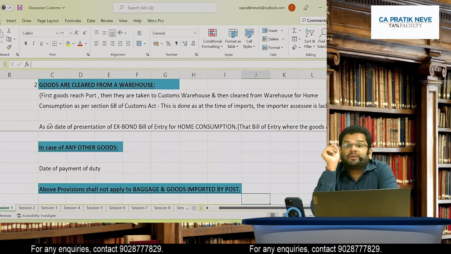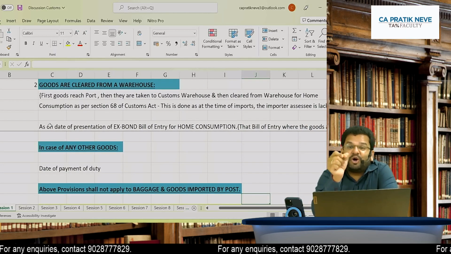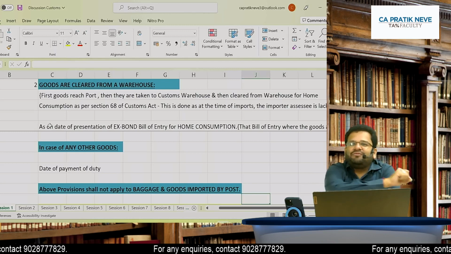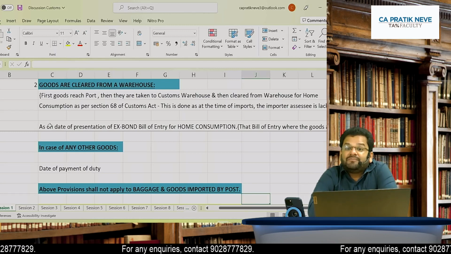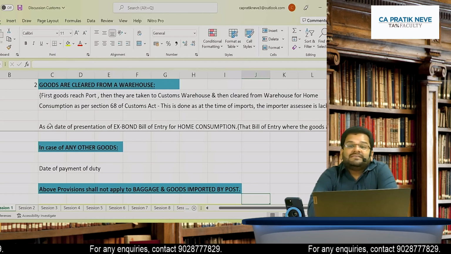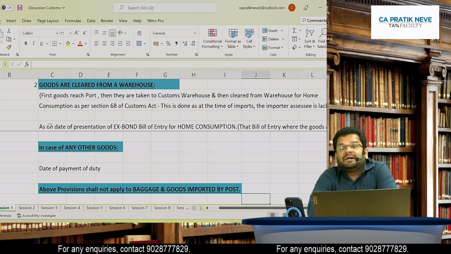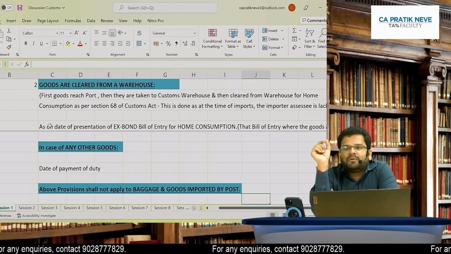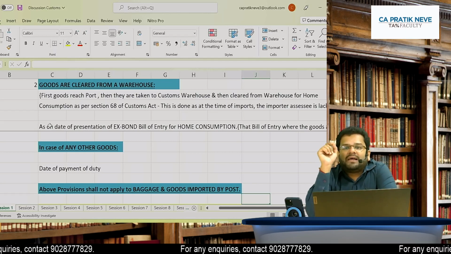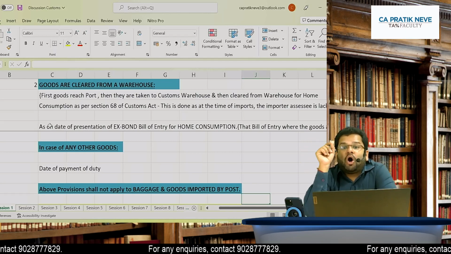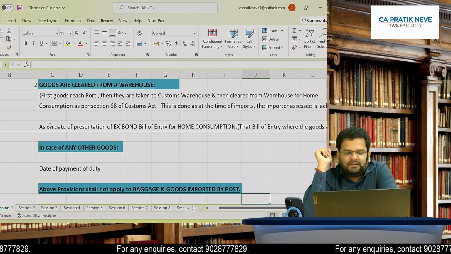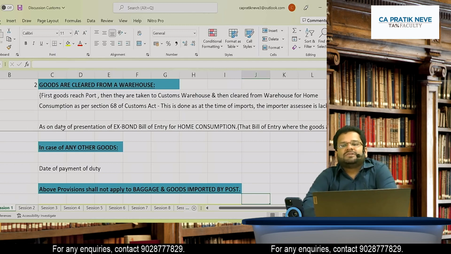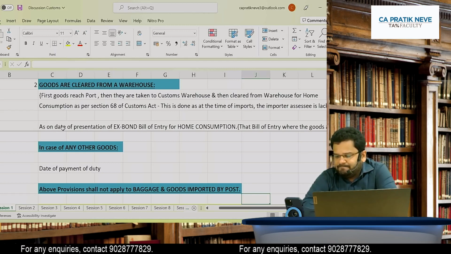Then goods are cleared from a warehouse, means first taken to warehouse and then from warehouse taken for home consumption. As on which date will you take rate of duty? You will take rate of duty as on the date when goods are cleared from warehouse, means as on date of filing of ex bond bill of entry. The name of that document is ex bond bill of entry for home consumption. Got the point?